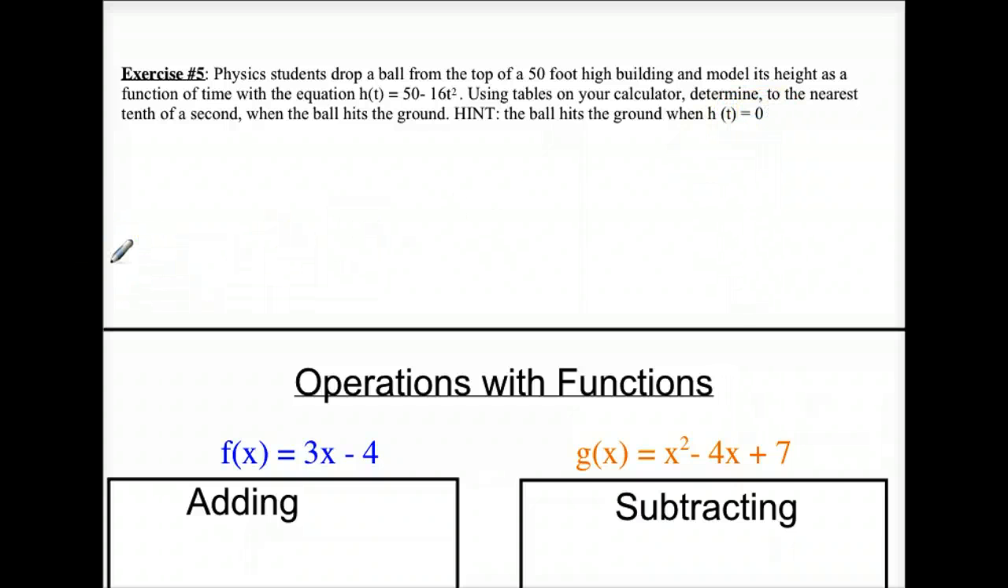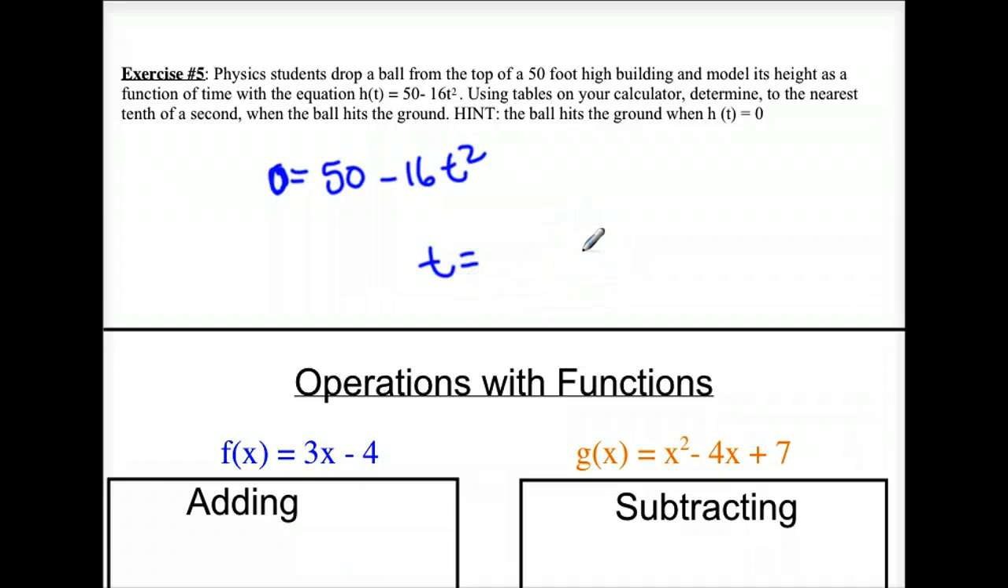So h of t equals 0, which means 0 equals 50 minus 16t squared. I want to find out what the value of t is. When is this going to be equal to 0? So t is going to be equal to what?